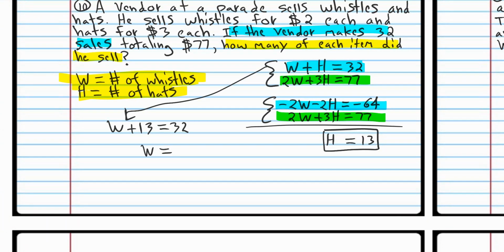Subtract 13 from both sides, and we get 19 whistles. He sold 19 whistles. So if you got those answers, good job.